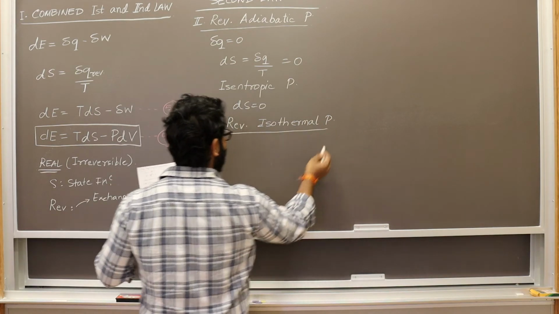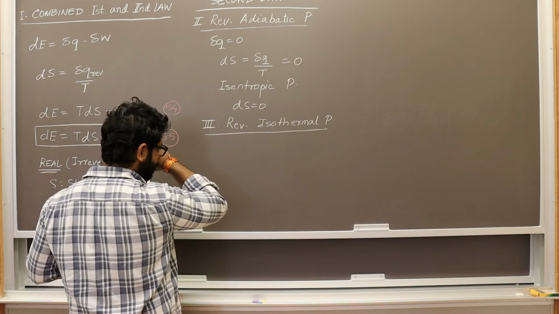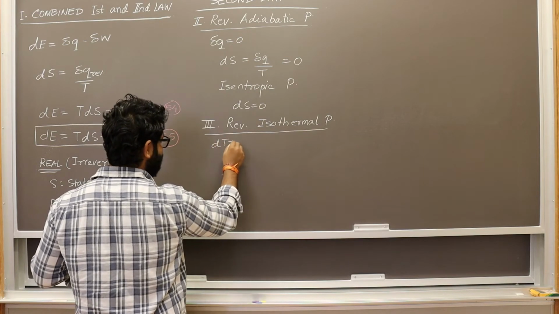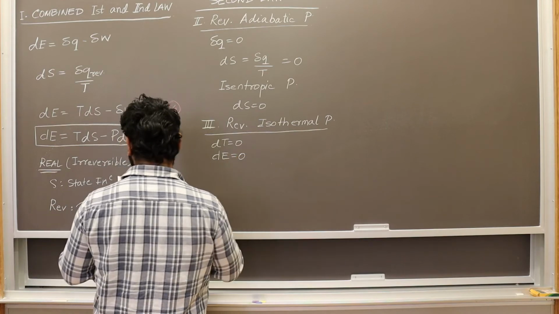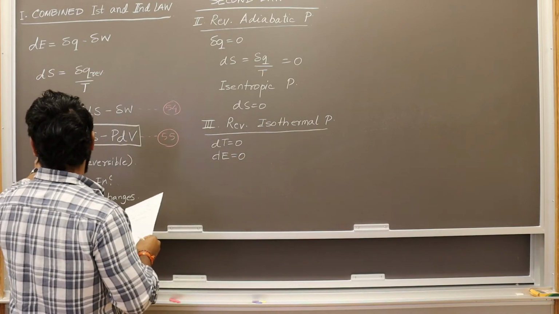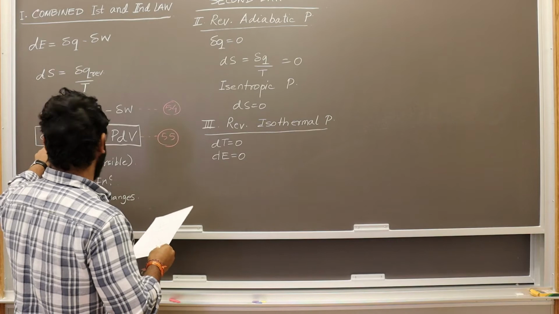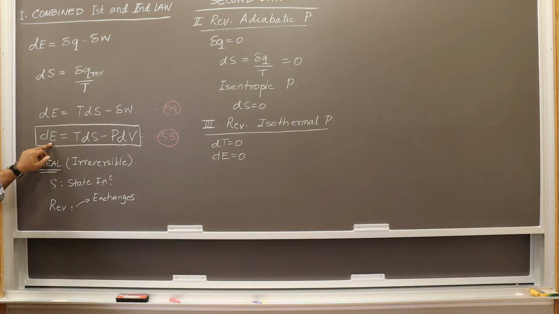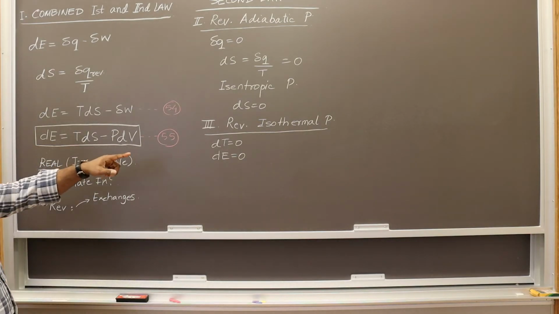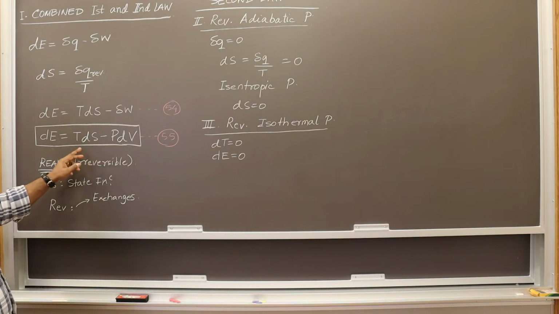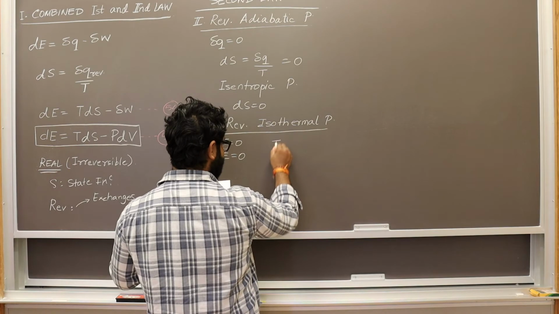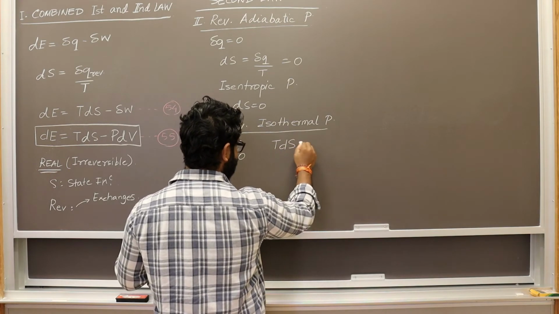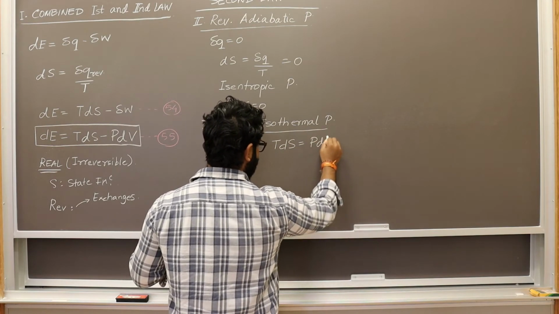So we now know that for an isothermal process, delta T is 0. This means delta E is also 0. So in this equation, dE becomes 0, and then for a reversible isothermal process, TdS becomes equal to PdV, right? So we can write TdS equals PdV.